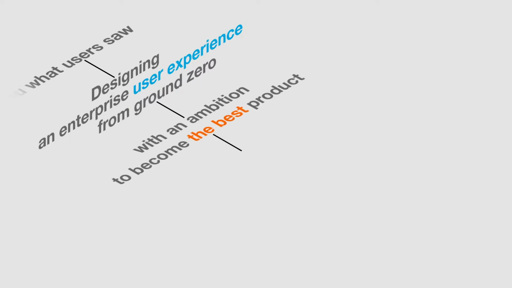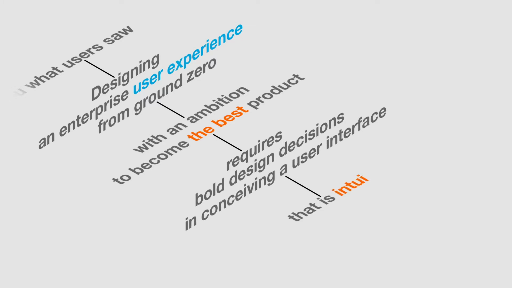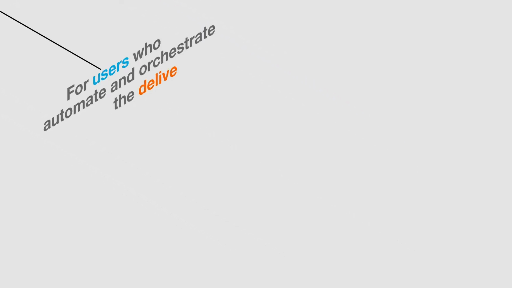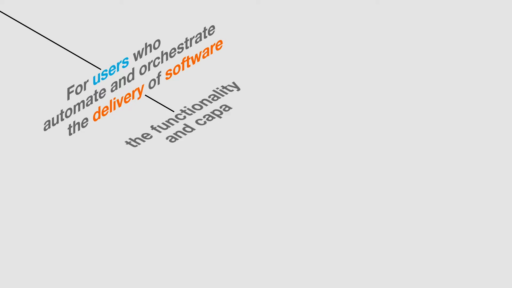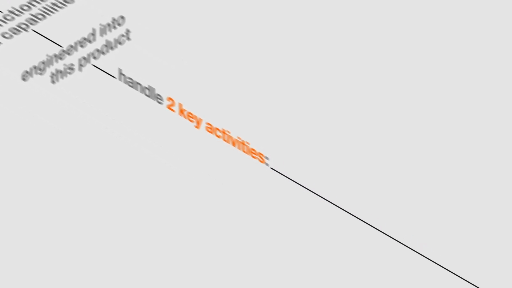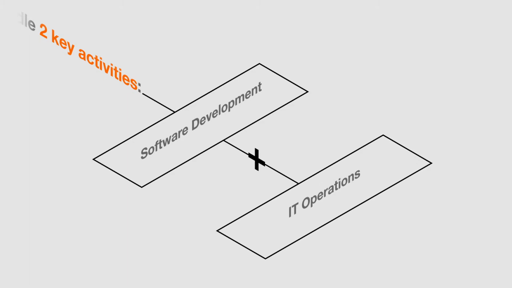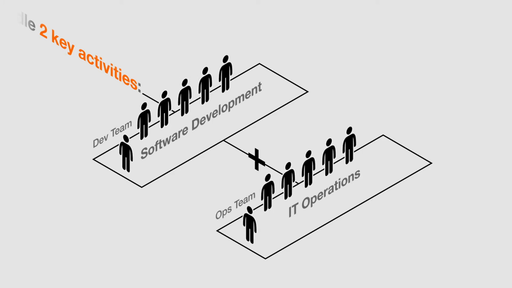Designing an enterprise user experience from ground zero with an ambition to become the best product requires bold design decisions in conceiving a user interface that is intuitive and versatile for its evolution over the years ahead. For users who automate and orchestrate the delivery of software, the functionality and capabilities engineered into this product handle two key activities: software development and IT operations.